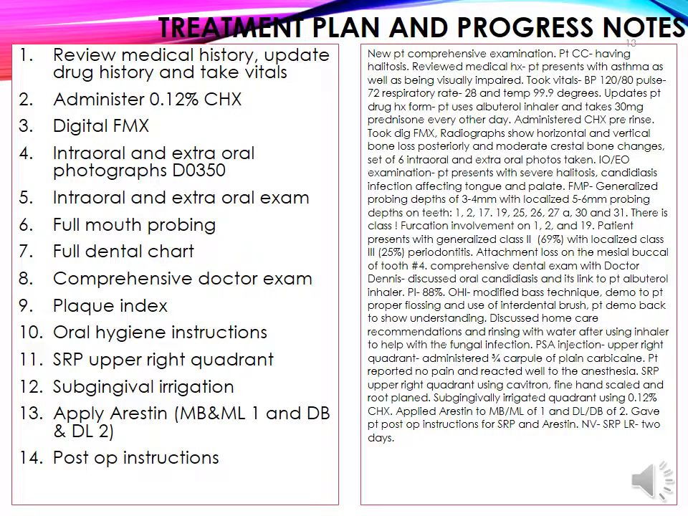Treatment plan and progress notes for appointment 1 are as follows. New patient comprehensive examination. Patient chief complaint is having halitosis. Reviewed medical history. Patient presents with asthma as well as being visually impaired. Took vitals. Blood pressure 120/80, pulse 72, respiratory rate 28, and temperature 99.9 degrees.